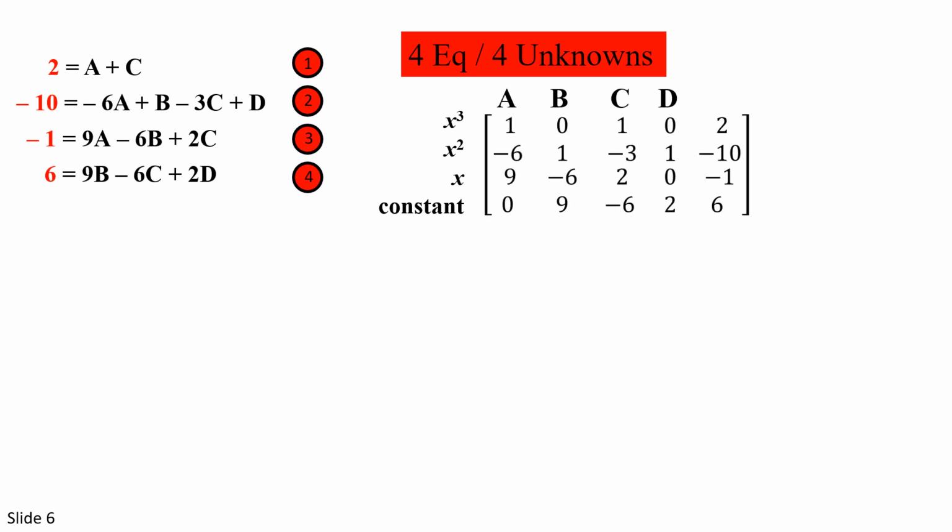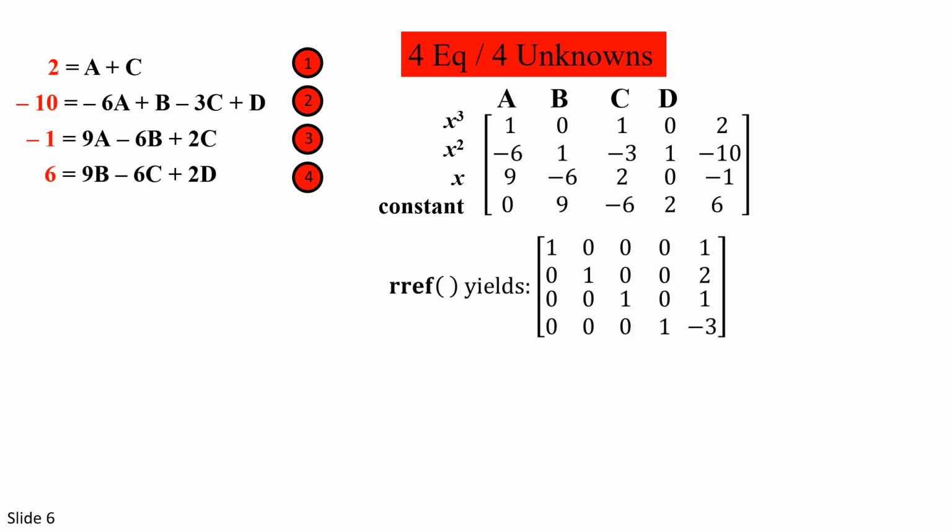And I always put x cubed on top, x squared, x, and then the constant. It doesn't really matter the order in which you write them. I do that so I'm consistent. It helps me not get lost. So for the x cubed, it was 1a plus 1c is 2. For the x squared, it was negative 6a plus 1b minus 3c plus 1d equals negative 10. For the x, it was 9a minus 6b plus 2c equals negative 1. And the constant was 9b minus 6c plus 2d equals 6.